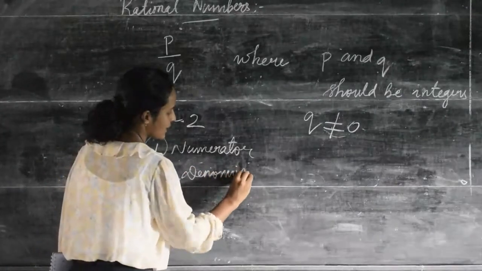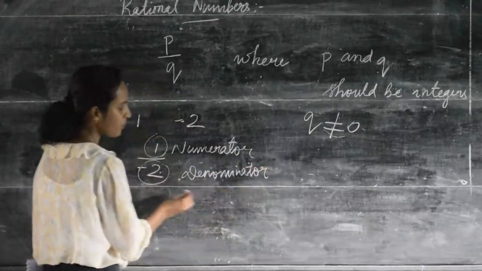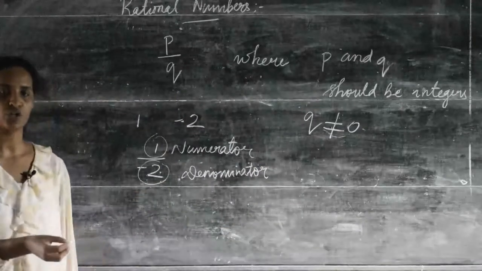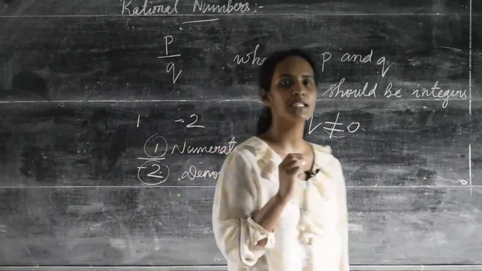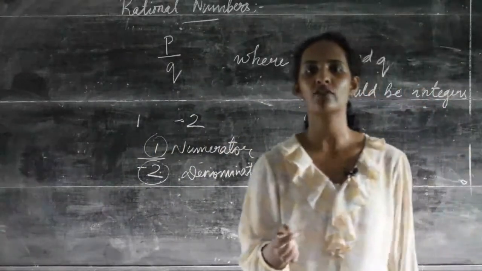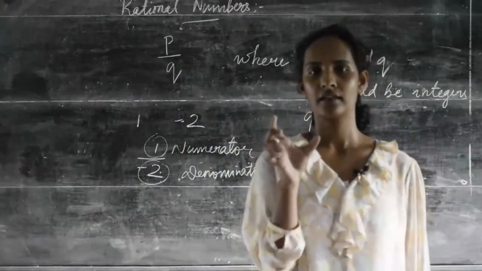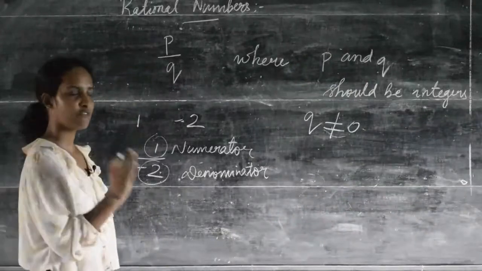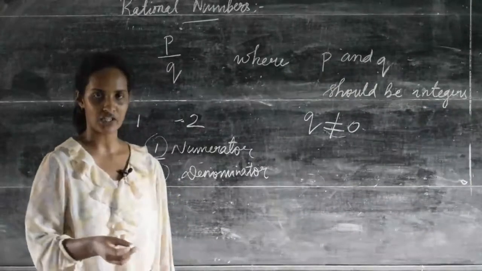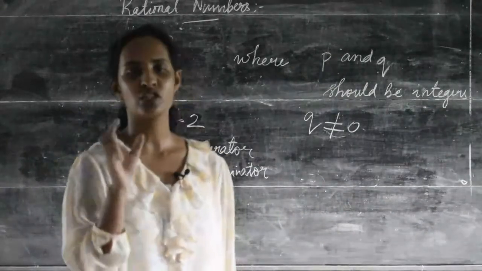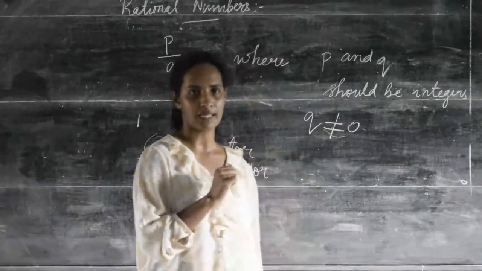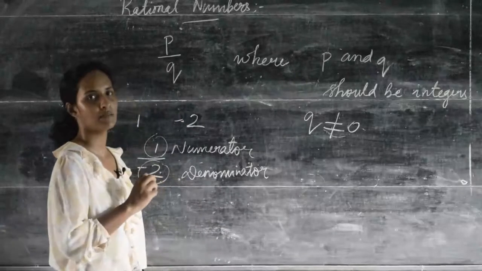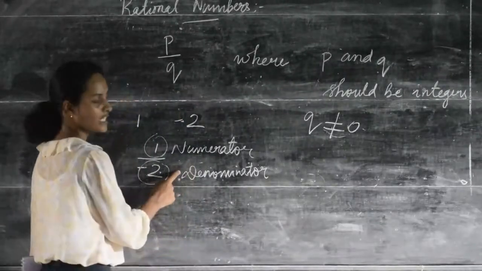So now, as you can see, the denominator can never be 0. Q should never be 0. Why should Q never be 0? Because in mathematics, if you have 0 in the denominator, then that number is not defined. It is not defined, okay? That kind of number does not exist in mathematics, alright? So the denominator can never be 0.